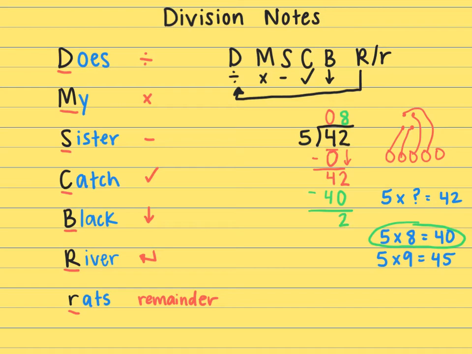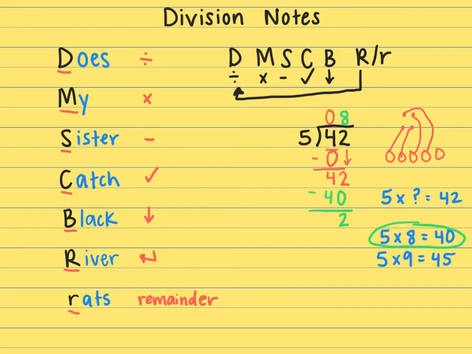And I get 2. Now I move on to the next step, which is check. I check, is 2 less than 5? Yes, it is. So now I bring down and I look, there's nothing for me to bring down. So if there's nothing for me to bring down, I can't repeat.